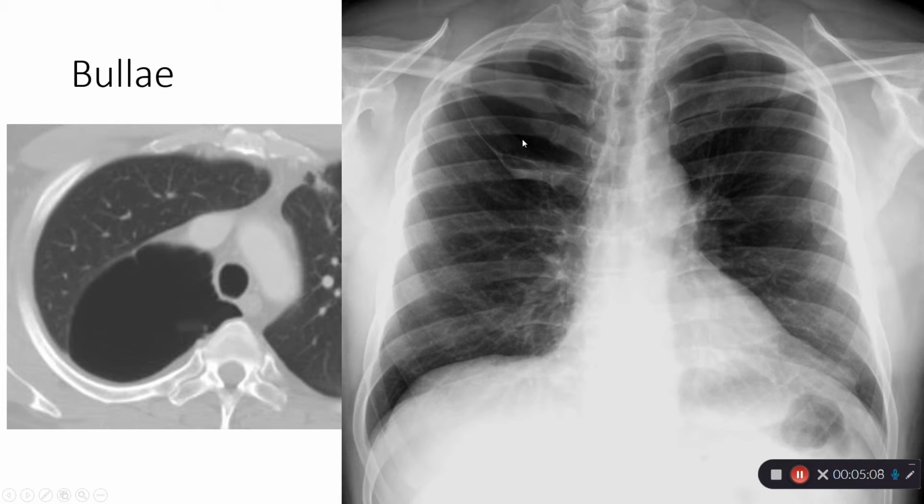On first glance, you may worry about pneumothorax. We don't see lung markings. You may mistake this. Is this a pleural line? But nicely depicted here on the CT that we can just see that this is a clearly defined bullae within the right upper lobe.